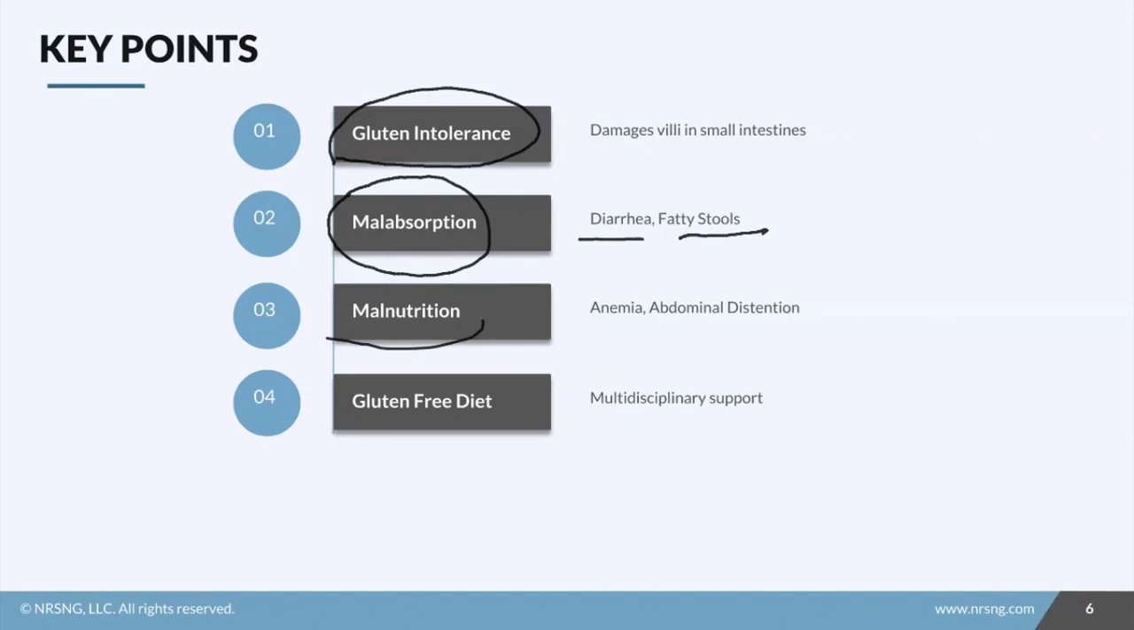Remember, these kids are often malnourished. They may be anemic. They may be missing out on vitamins that they need. So we have to make sure we're monitoring their weight, making sure they're getting all the nutrients they need, and sticking to that gluten-free diet. That gluten-free diet is the key to them avoiding those issues. And remember, this diet can be really difficult to adhere to because gluten is found in so many foods. So we need to educate families and get them the multidisciplinary support that they need.